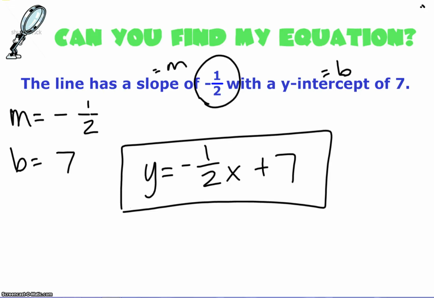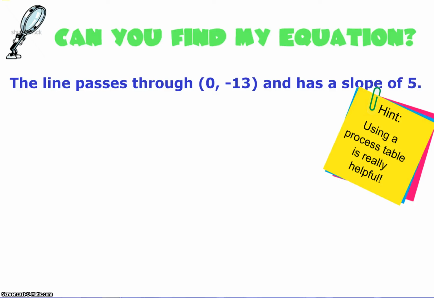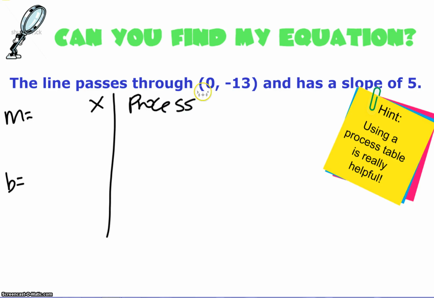Next example, here's where it kind of gets a little bit different. It says, can you find my equation for a line that passes through (0, -13) and has a slope of 5? What you're going to want to do is start a table. We know we're looking for m, and we're looking for b. I'm sorry, we should have written that first. We have x, we have our process, and we have our y.